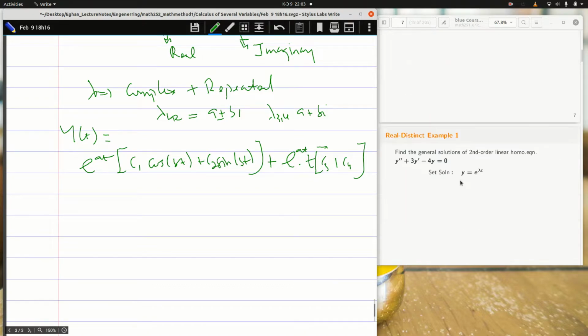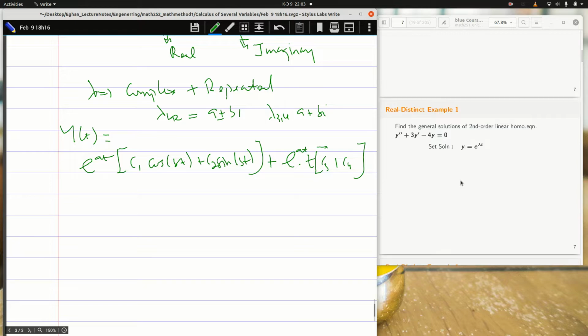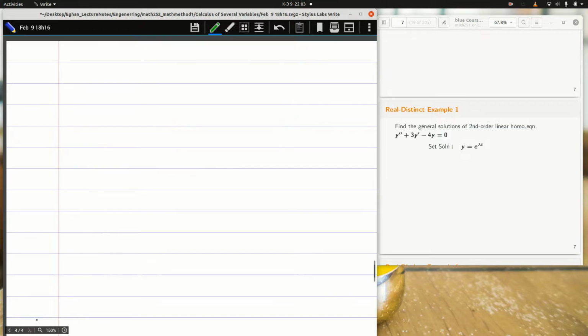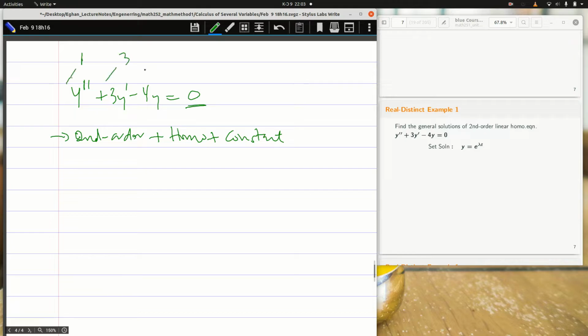The first example, I'm looking at real and distinct roots, so I'll take a new sheet. If I want to solve a higher order y'' plus 3y' minus 4y equals 0, you realize that this is a second order. It is not a first order, so I can't use that first order technique. It is homogeneous because g(t) is 0. The coefficients are also constant: the coefficient here is 1, here is 3, here is negative 4. They are constant, and so I can go ahead and use the root solution.